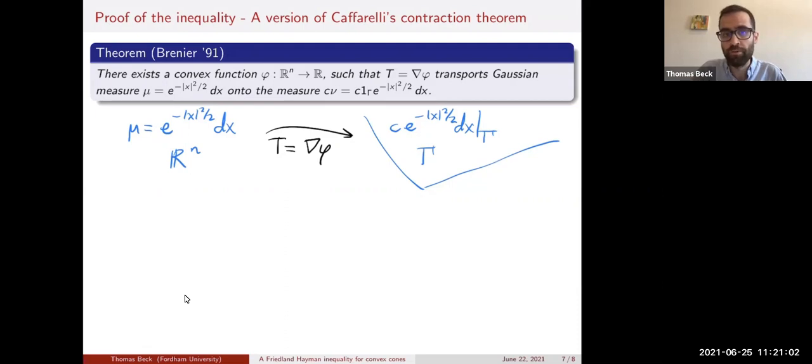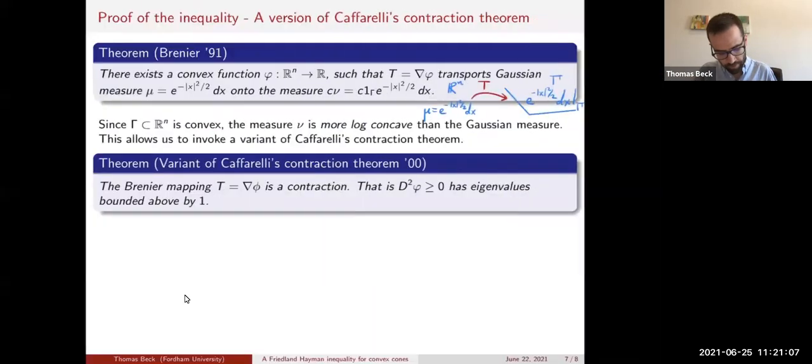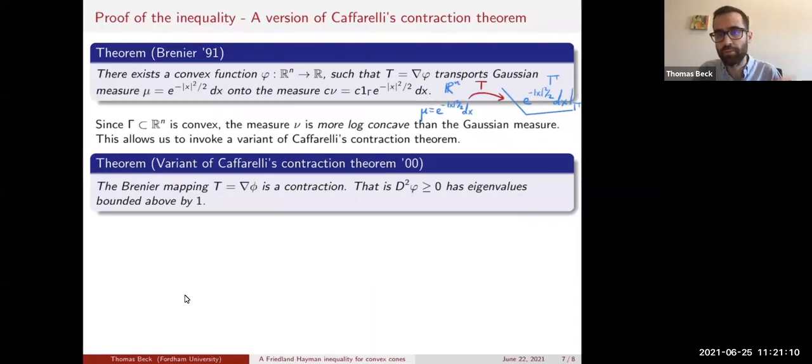So the crucial property for us is that because gamma is a convex cone, we can think of the measure nu that we're transporting onto as being more log concave than the Gaussian measure on the whole of Rn. And what this allowed us to do was to prove a variant of Caffarelli's contraction theorem, which tells us that not only is this transport mapping T the gradient of a convex function, it has a further property that this transport mapping T is a contraction. Or in other words, the eigenvalues of the second derivative, the Hessian of phi, are bounded above by 1.